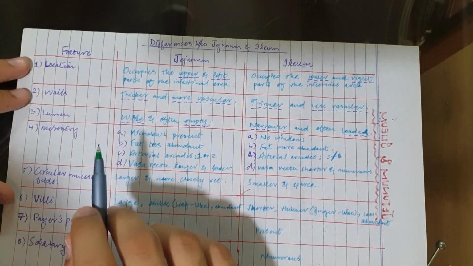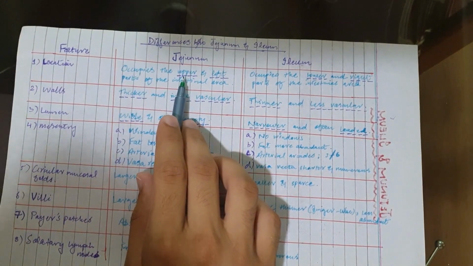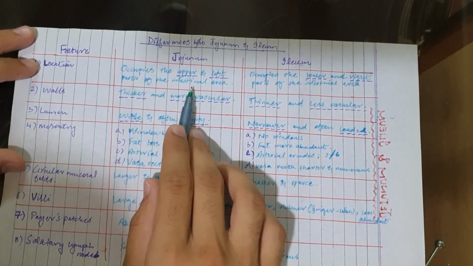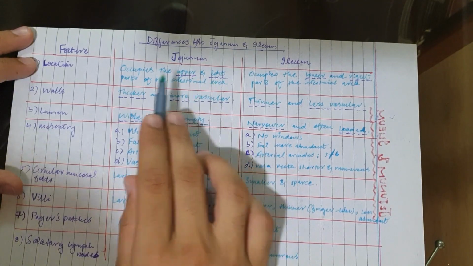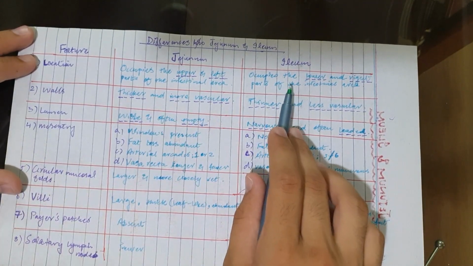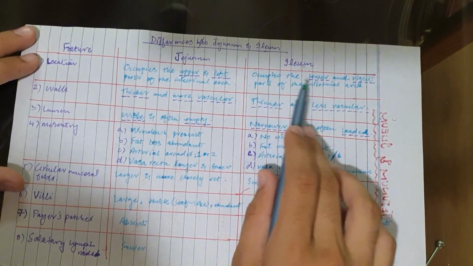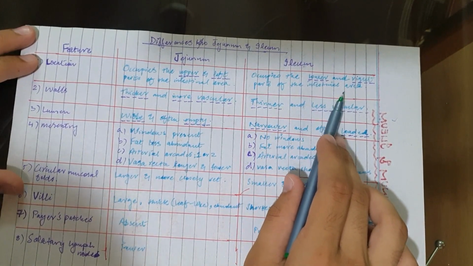So first off, what is the location of our jejunum? It mainly occupies the upper portion and the left portion of our total small intestinal area. Similarly, the ileum covers the lower portion and the right portion of our total small intestinal area.